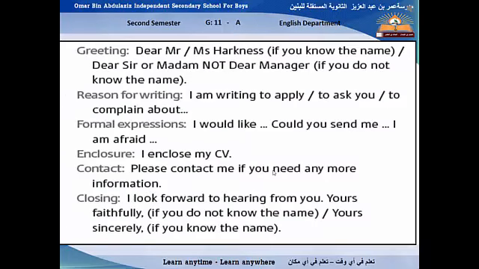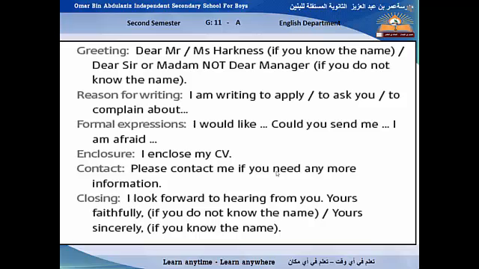Here, as you can see, greeting: dear Mr. or Miss Harkins, if you know the name. Dear Sir or Madam, if you don't know the name. Reason for writing: I'm writing to apply, to ask you, to complain about. Formal expressions like I would like, could you send me, I am afraid.